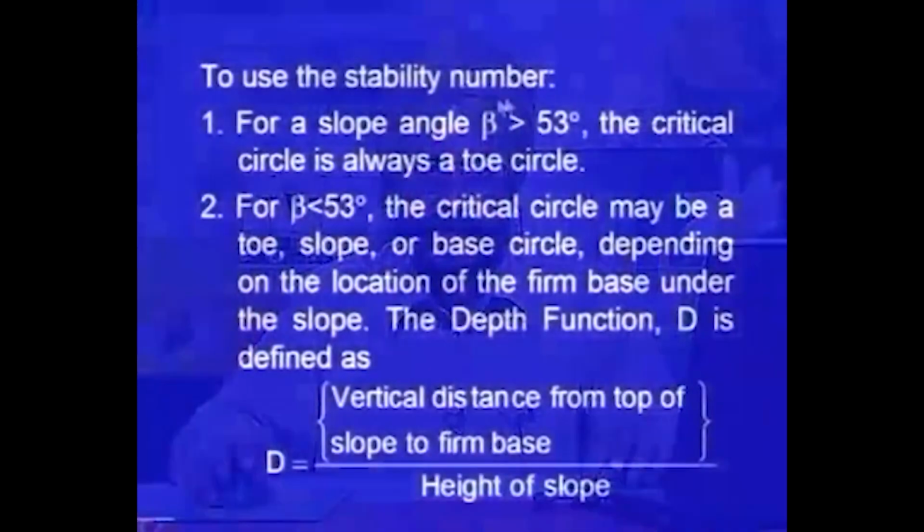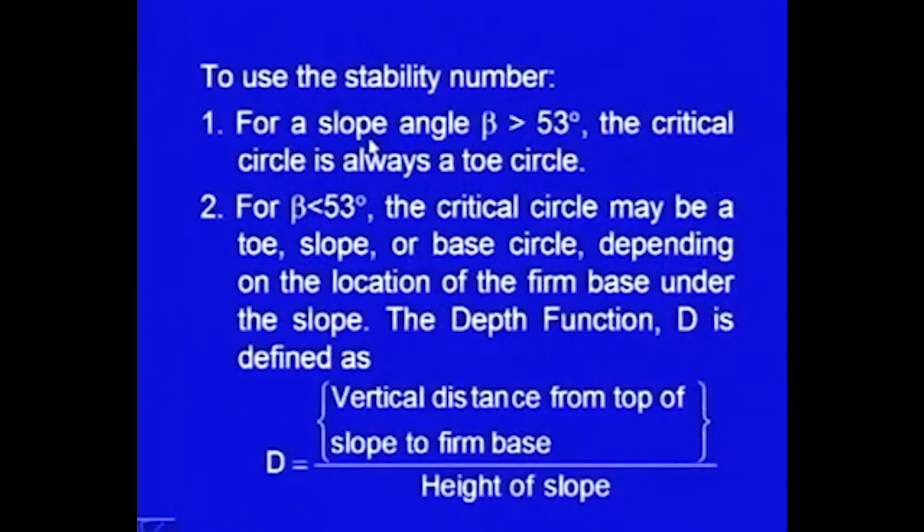To use the stability number for a slope beta more than 53 degree, the critical circle is always a toe circle. That is what I told you just now. And if beta is less than 53, then the critical circle may be a toe circle, it may be a slope failure, or it may be a base circle, depending on the location of the firm base under the slope.